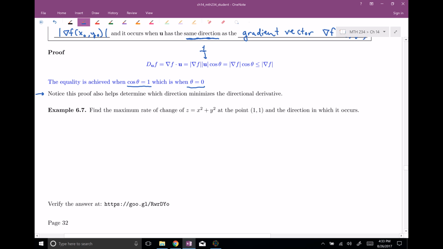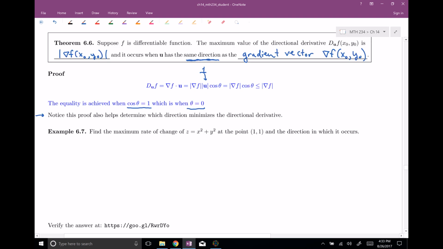Same function here, but now we want to find the maximum rate of change and the direction in which it occurs. Finding the maximum rate of change is going to be the magnitude of the gradient evaluated at that point. So again, for the gradient, we take the x derivative and put that in the first component, and the y derivative and put that in the second component. We want the gradient evaluated at the specific point, in this case 1, 1. So that's going to be 2, 2.